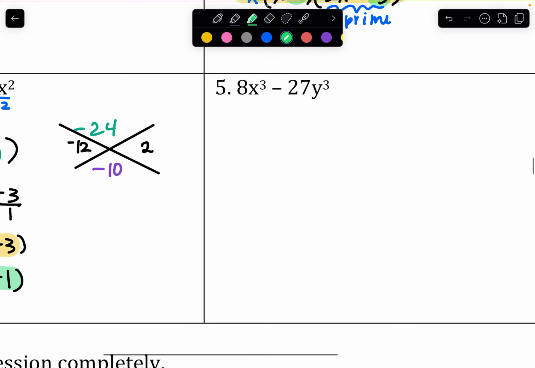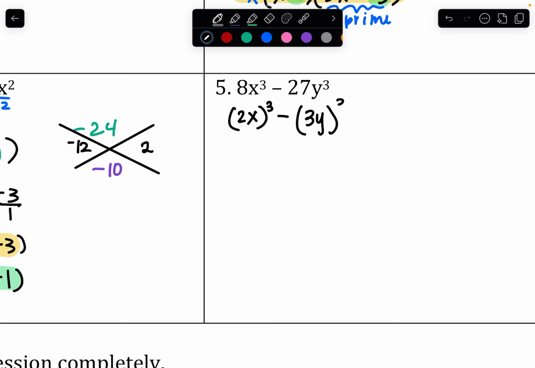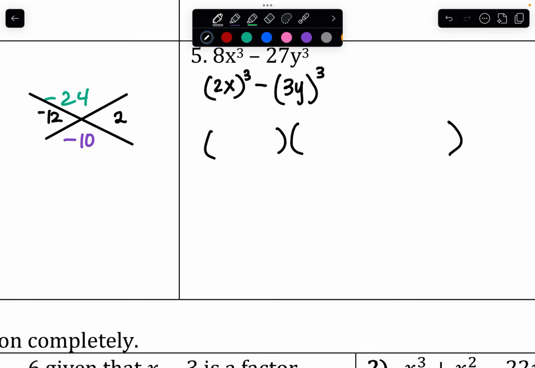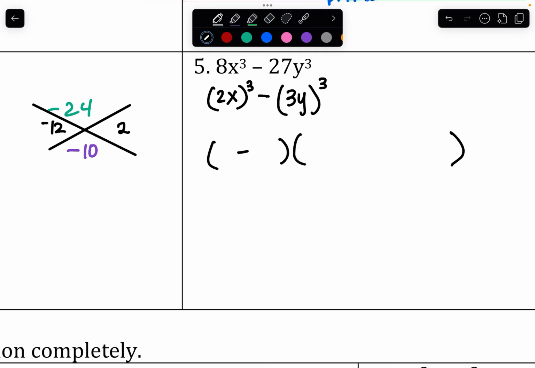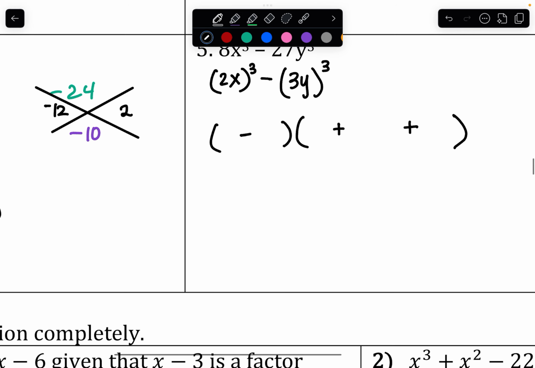Okay, this one I see a difference of cubes. My first term is 2x quantity cubed minus my second term, which is 3y quantity cubed. Okay, and so make a small set of parentheses for the binomial, make a larger set for the trinomial, and then it's same, opposite, always positive. Okay, now that we have the signs in place, we ignore them. This is our A, this is our B. And so remember, A goes here, B goes here: A squared, AB, B squared.